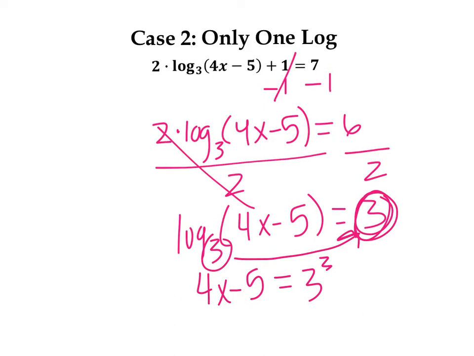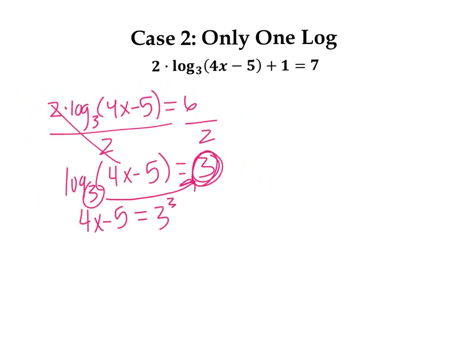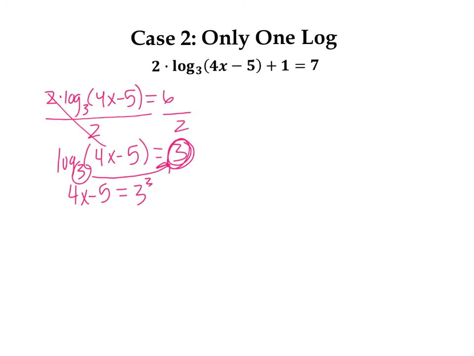I'm going to move some stuff over to make some space. So we have 4x minus 5 equals 3 cubed. This 3 cubed is going to come down to 27 because it's 3 times 3 times 3, right? A lot of people think it's 3 times 3, which is just 9. No, it's 3 times 3 times 3, and that's 27. So we have 4x minus 5 equals 27.